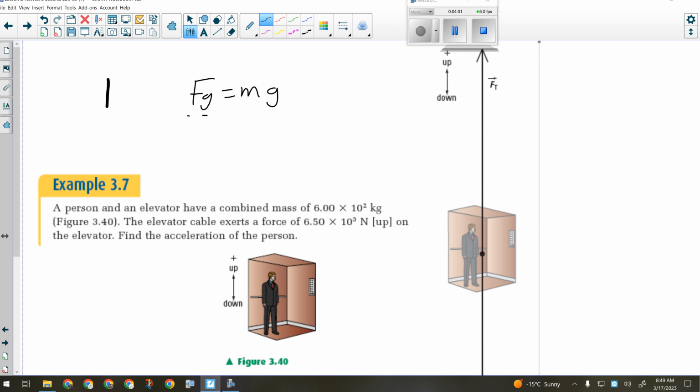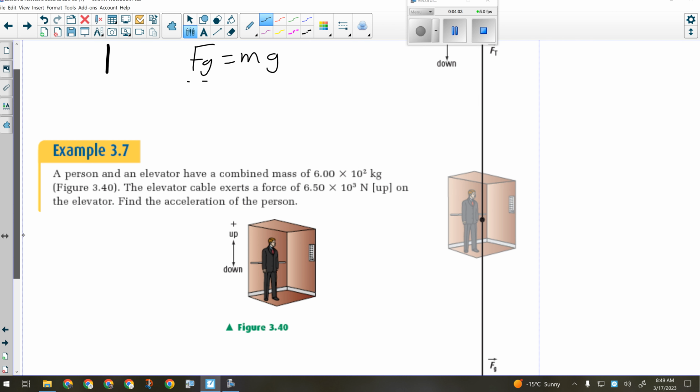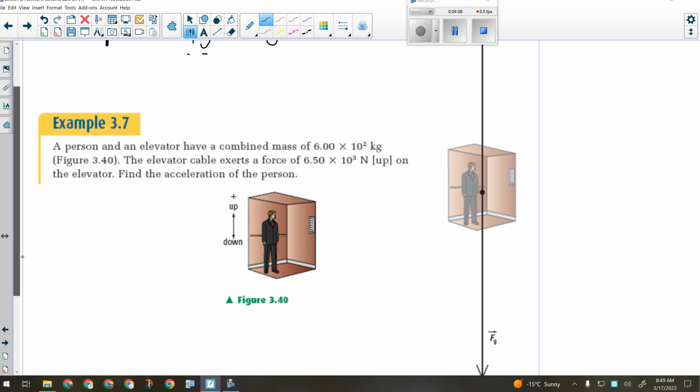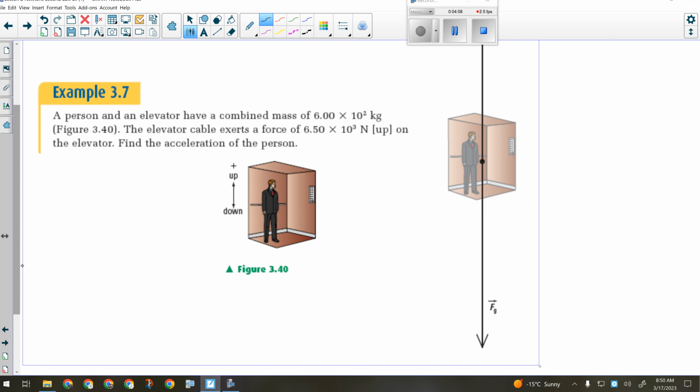Okay, so in this example here, and I'll have you write it down because it's a good initial elevator example: a person and an elevator have a combined mass of 600 kilograms. The elevator cable exerts a force of 6,500 newtons up on the elevator. Find the acceleration of the person. They've already got a free body diagram there, but it's so big it doesn't fit on the page, so I'm just going to redraw it.